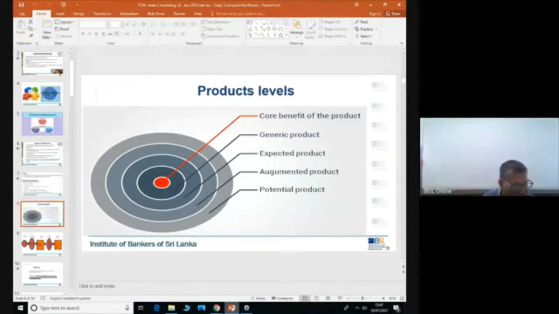Imagine the series of activities added to your product by different people. Even for your savings account holder, on top of the interest, they give you a debit card, right? They give you some insurance cover, then you give some gifts, right? A lot of benefits you are giving.